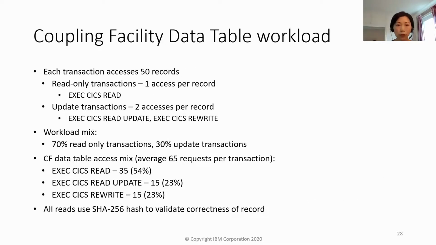So I'd like to show you some of the performance figures we measured for making the coupling facility data table thread safe. We have this workload, which has a mix of read-only transactions and some update transactions, and we have data table access with around 65 requests per transaction. Then we have a mix of read, read update, or read write.